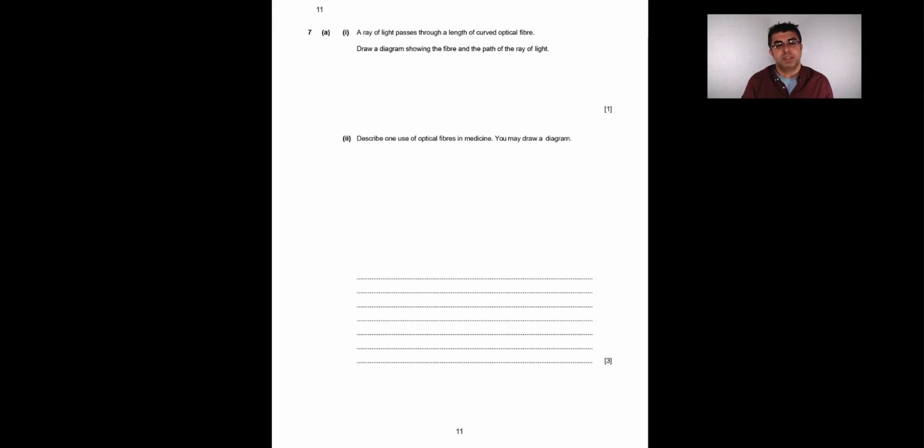Question number 7. A ray of light passes through a length of curved optical fiber. Draw a diagram showing the fiber and the path of the ray of light. Well, basically they're looking for a fiber optic at a slight angle, where the angle of incidence should equal the angle of reflection, so you get total internal reflection. They then asked, describe one use of optical fibers in medicine. You may draw a diagram.